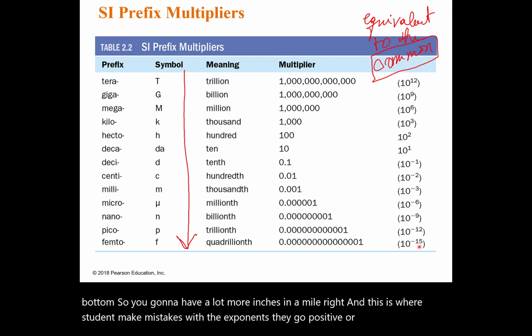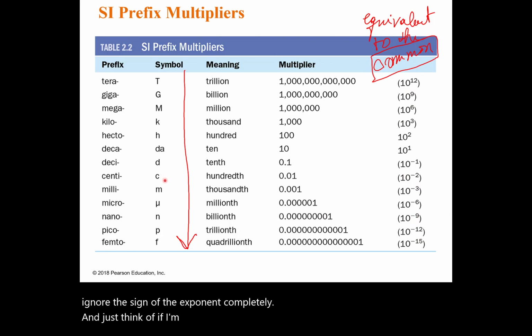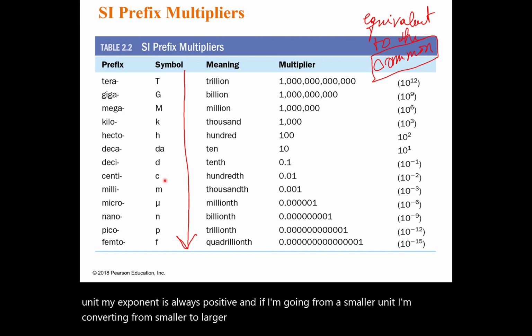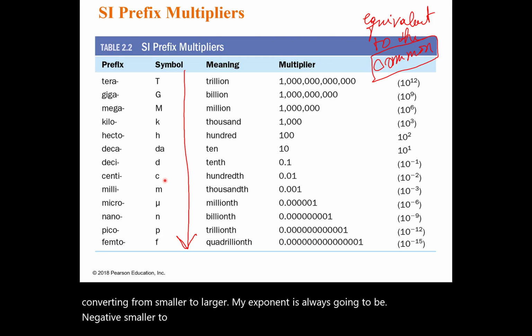Just for 1 second, if you don't understand what I'm saying right here, what you can do is ignore the sign of the exponent completely and just think of it this way. If I'm going from large to smaller unit, my exponent is always positive. And if I'm converting from a smaller to larger unit, my exponent is always going to be negative. Smaller to larger, exponent negative. Larger to smaller, exponent is going to be positive. Let me explain what I mean.